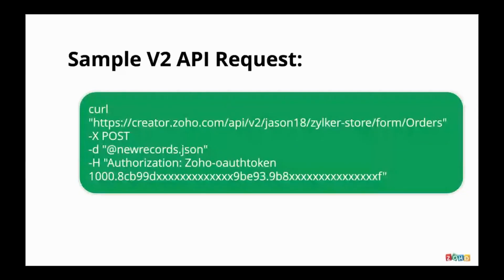Here we have a sample request with respect to the V2 API. You can see we have the zohocreator.com V2 API. This is going to be an add record task. You can see we have the JSON data format with the authorization parameter where we have passed the OAuth access token. It's a post method to push data into Creator based upon the application Silker store and the form orders.